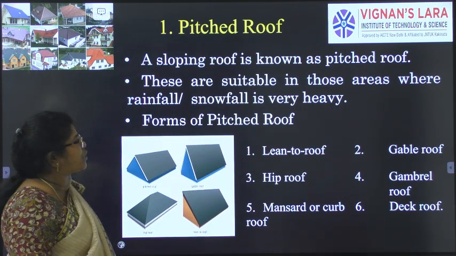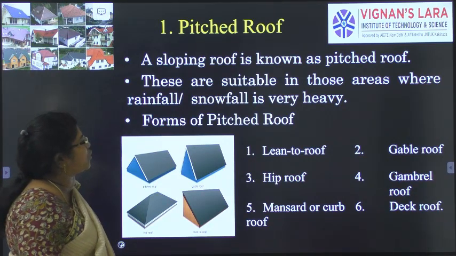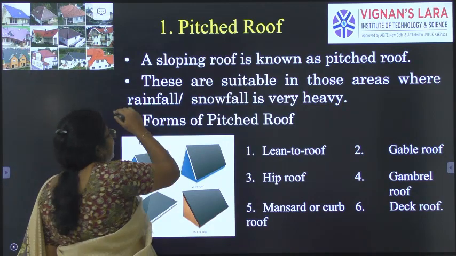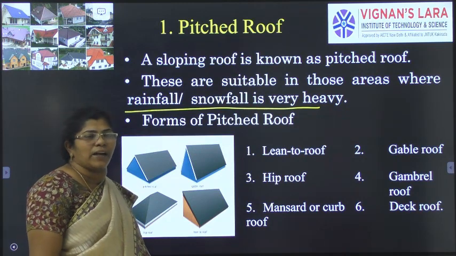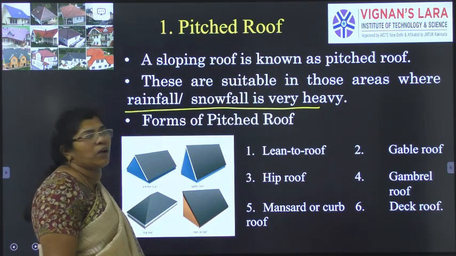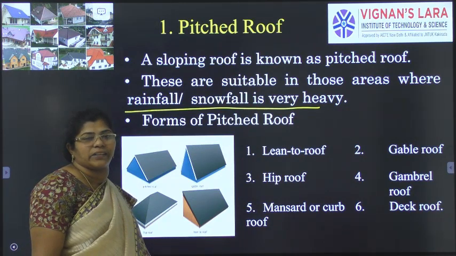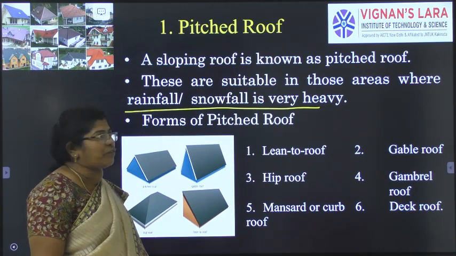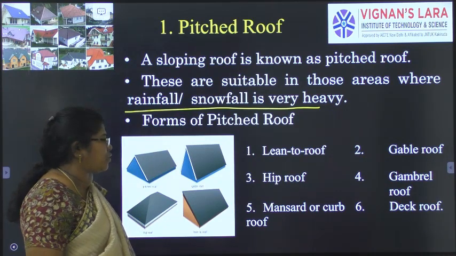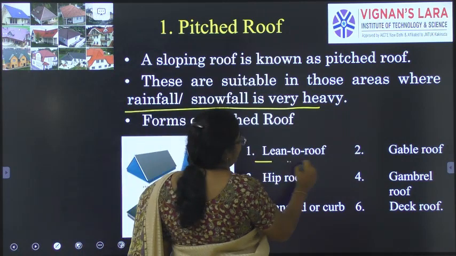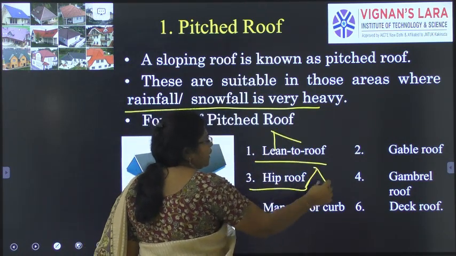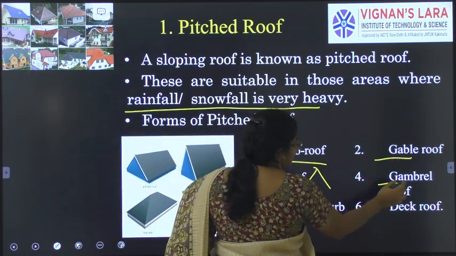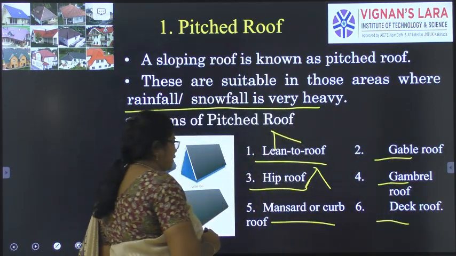A sloping roof is known as a pitched roof. These are suitable in those areas where rainfall and snowfall are very heavy. Even small huts have this type of roof, and for industrial structures to withstand loads, we go for this type of roof. Forms of pitched roof: one is the lean-to roof, leaning on one side, hip roof, gable roof, gambrel roof, deck roof, mansard or curved roof.